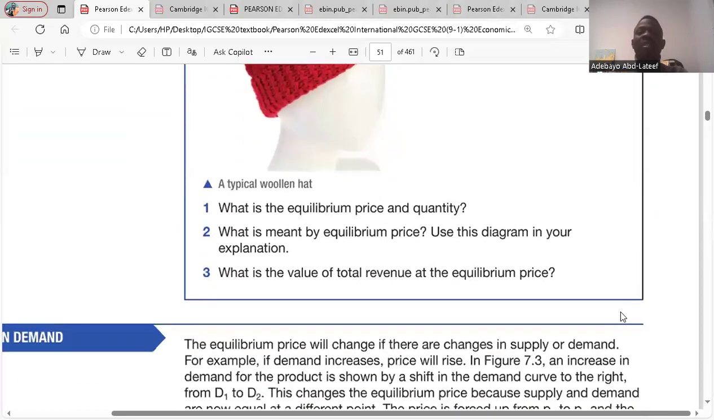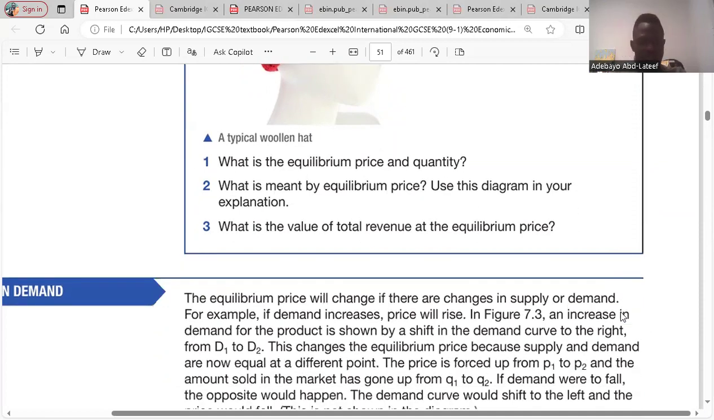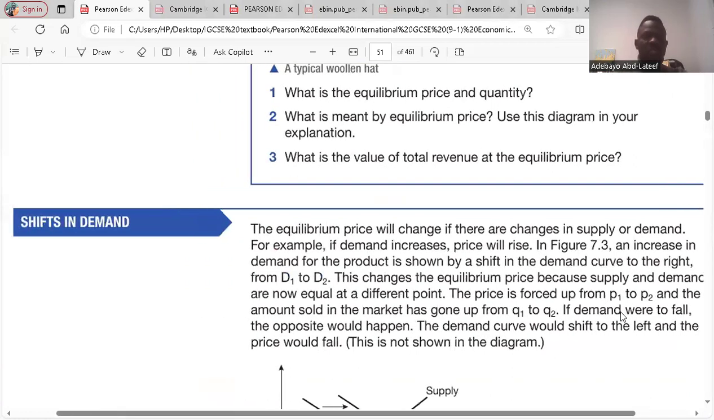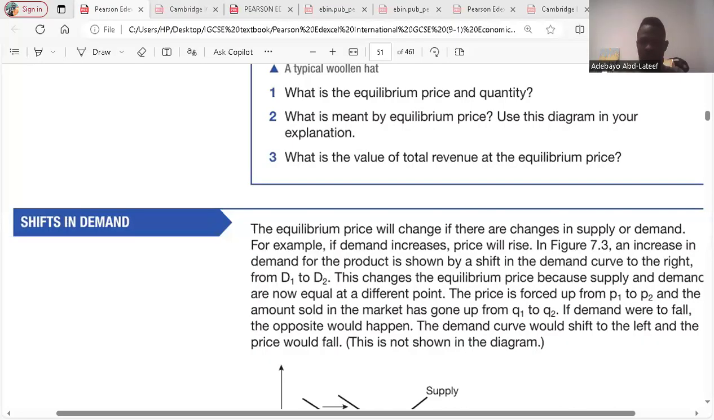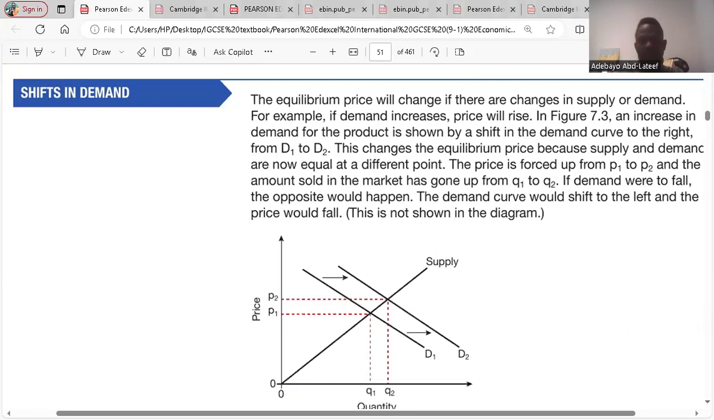Yeah. What is the value of the total revenue at the equilibrium price? You know, the total revenue at the equilibrium price is 2.5 multiplied by 6 million, which is 15 million. Is it clear? Yes. So we go to shifts in demand.